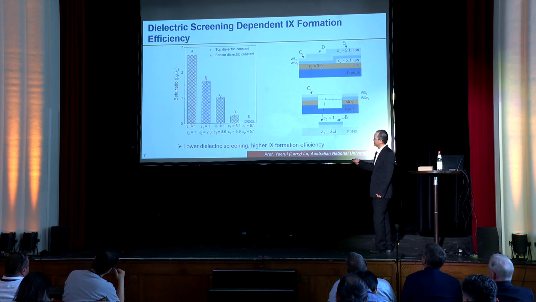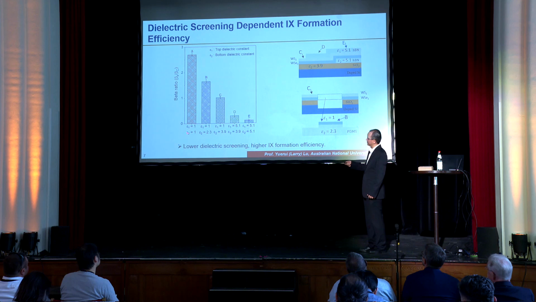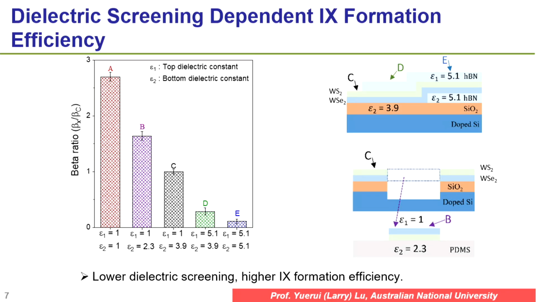So in this chart, this is the beta value. These are the different samples. For example, here, this is the freestanding sample. E is the sample encapsulated by two HBN layers on the top and bottom. And this one, C, is the sample sitting on a silicon dioxide substrate.